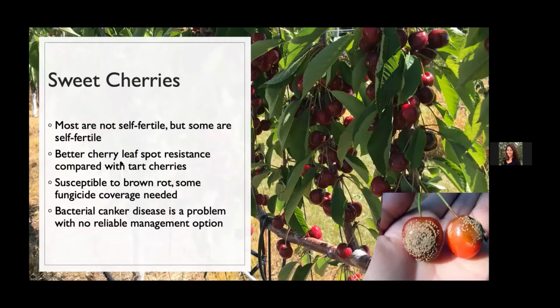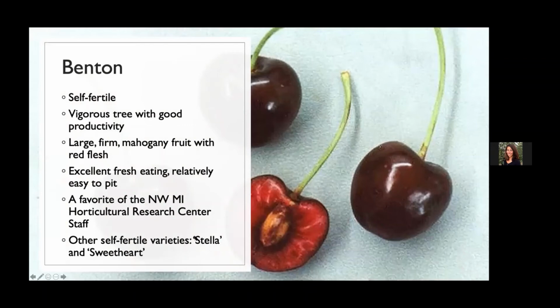Sweet cherries are inherently more resistant to cherry leaf spot disease, which is a benefit, but then they get this other one, this brown rot, which is a total bummer. It shows up late in the season when the fruit are ripe and have a lot of sugar in them. So they are highly susceptible to that, and generally some fungicide is needed to be able to prevent that from growing. They're also susceptible to bacterial canker, and currently we don't have a very good management option for that disease.